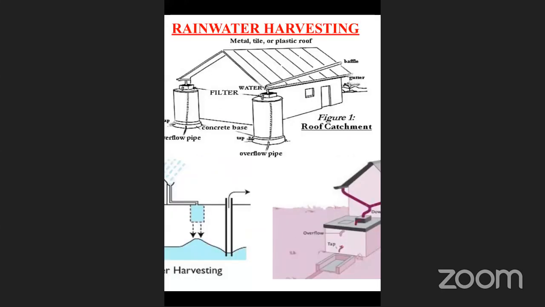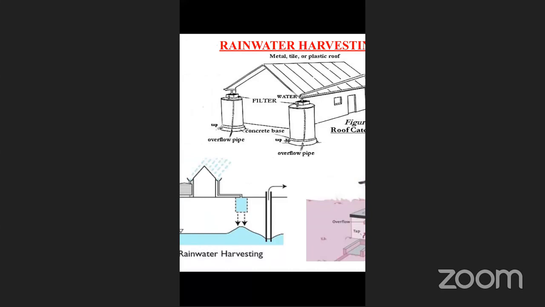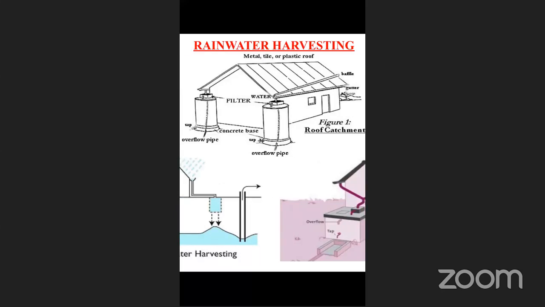Metal tiles or plastic roof is present. See how they have inclined that house. So the water comes there and flows into that concrete base in that filter. Water is stored, and through that overflow pipe it enters the filter, will be filtered and be used in the house. Roof catchment available.